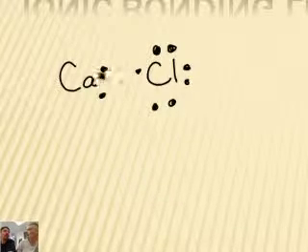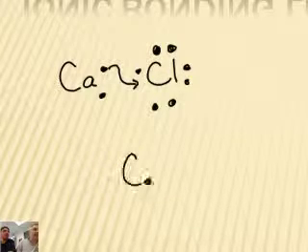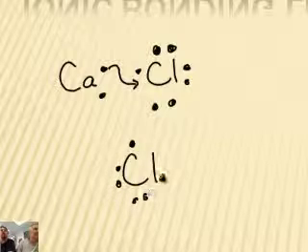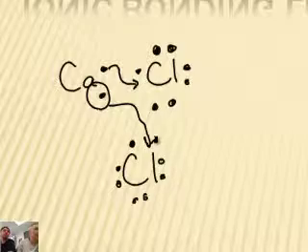They want 8. So the calcium can give away 1, and he's made the chlorine happy. The chlorine is happy, but calcium still has the extra one. So what do I do? Let's throw another chlorine in the mix. This kind of determines the ratios, in fact. This electron can go to the other chlorine.